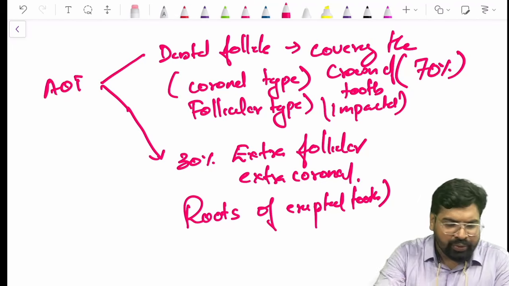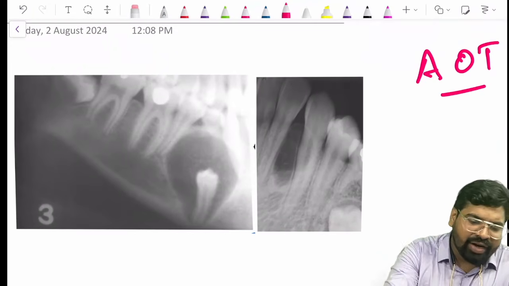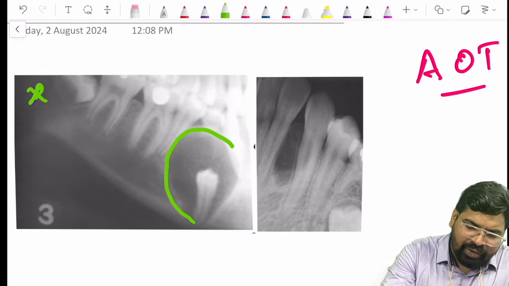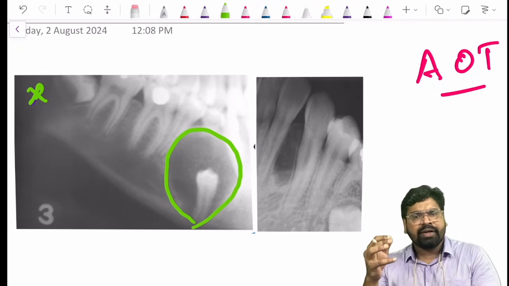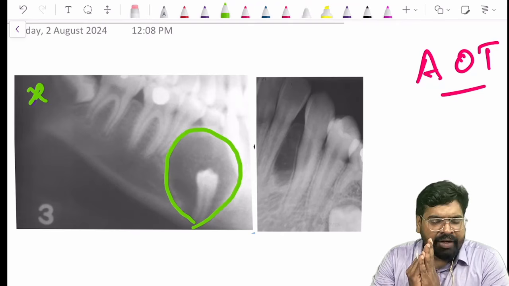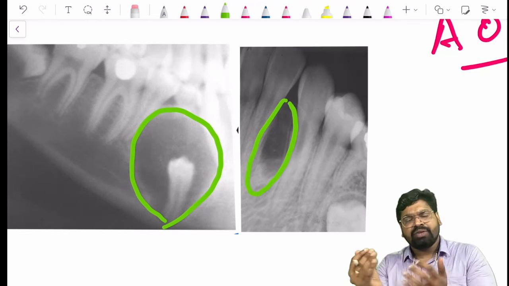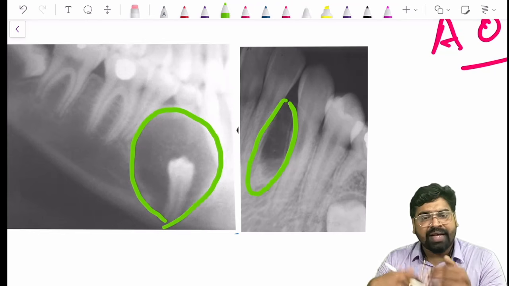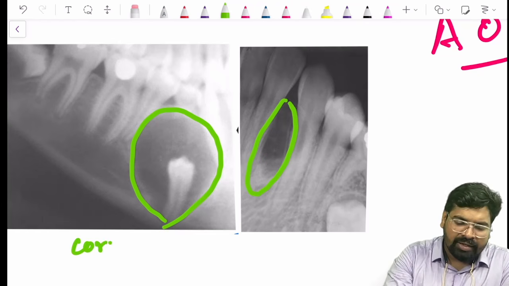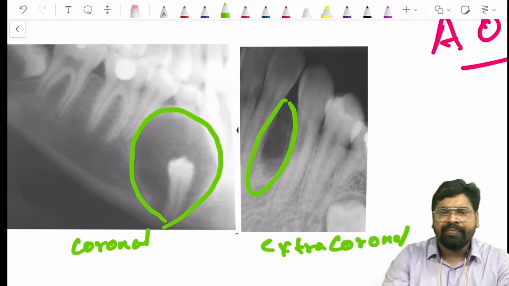Now, I'll show you an image. Can you see this radiograph? There are two radiographs here. You can see this is AOT which is coming along with the impacted tooth. It is covering the crown and the root, and the impacted tooth is within the radiolucency. And you can see this is a radiolucency which is near the roots of an erupted tooth, along the sides of an erupted tooth. So which type is that? That is extracoronal. This is a coronal variant, and this is an extracoronal variant. So this is about the occurrence of AOT.